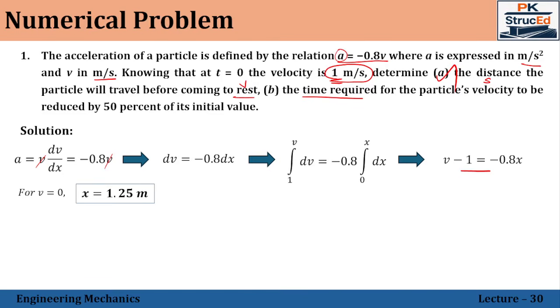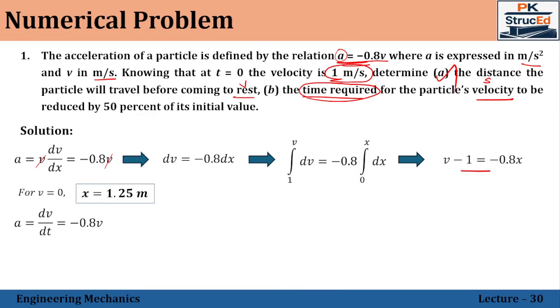The second question is to find the time required for the particle's velocity to be reduced by 50% of its initial value. Here we need to find the velocity for some time interval. Therefore this acceleration can be written as a is equal to dv by dt.